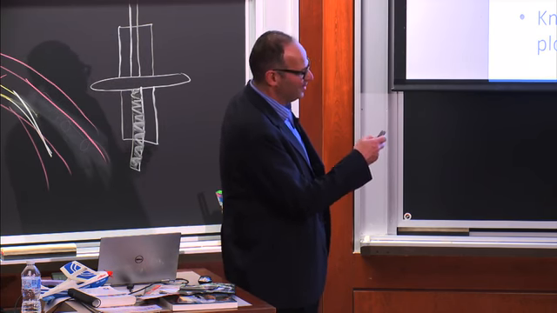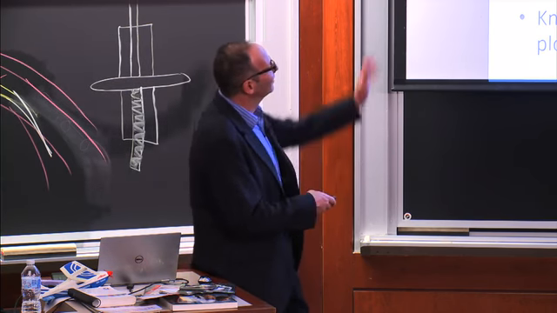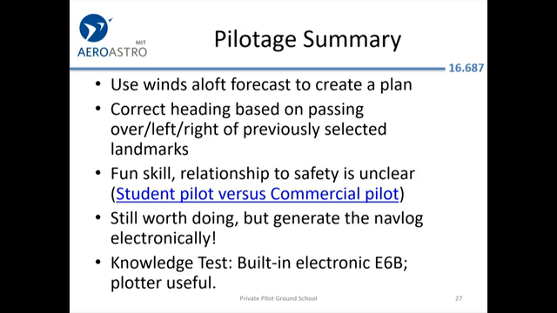What I would say is it's still worth doing, but I would say generate the nav log electronically. It's not really worth doing anymore, like the full plan. The knowledge test does have a built-in electronic E6B. The tests are not that demanding, except that you will need the plotter. So they'll give you a supplement with a bit of a chart, and you kind of need the plotter to figure out how far it is from place to place on the real test. That's if you want to get 100.